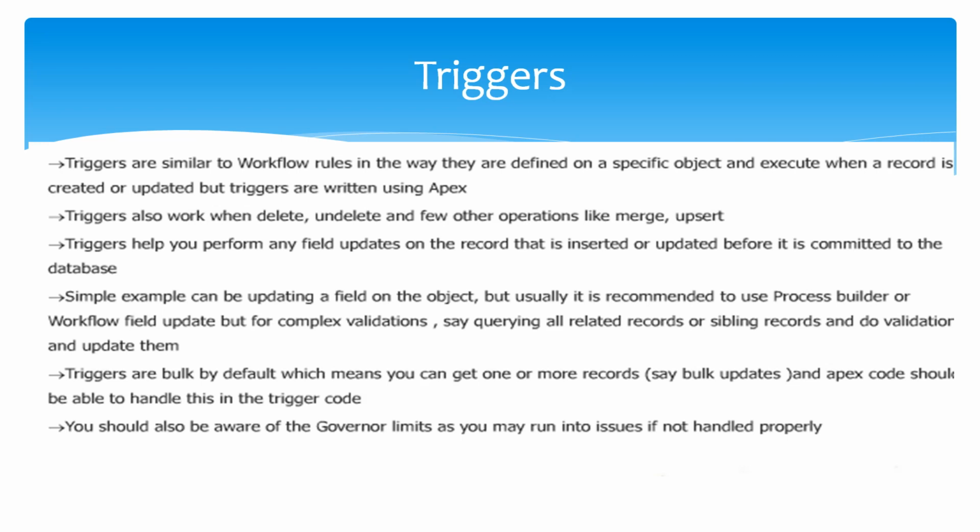A simple example can be updating a field on an object. You can use process builder or workflow field update, which is fine. But for complex validations, doing an integration call, especially for some complex calculation and validations, you will have to use triggers.